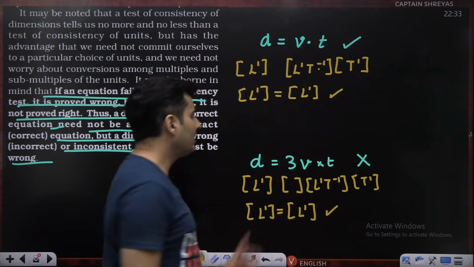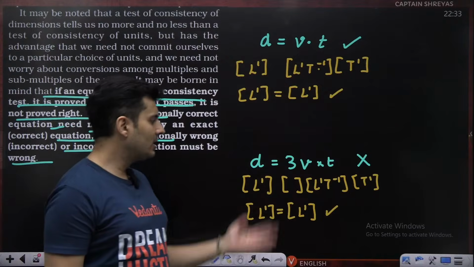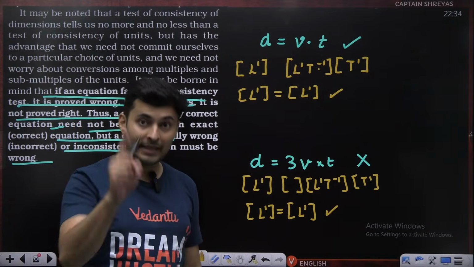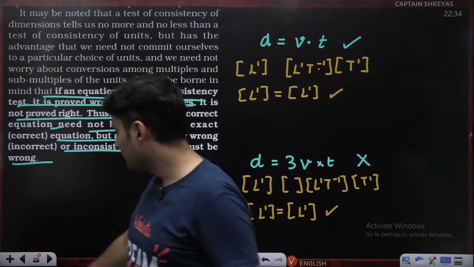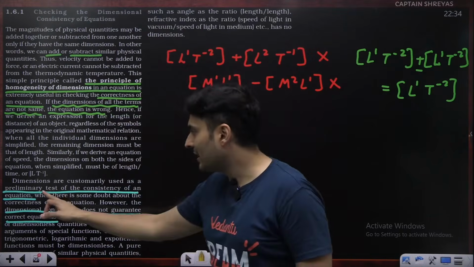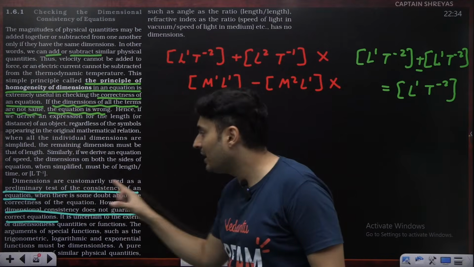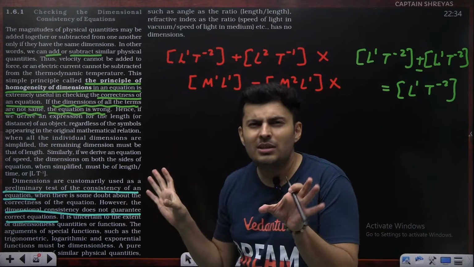No, sir. What is wrong in this equation? Dimension wise, this is correct. That is the whole point. Just because an equation is dimensionally correct does not mean it is actually correct. That is why they are saying it is a preliminary test. When in doubt, just to check.